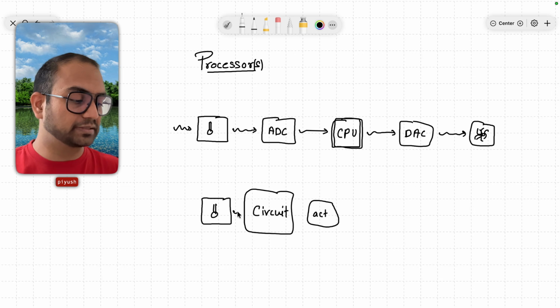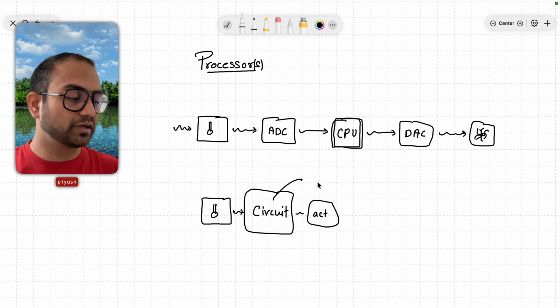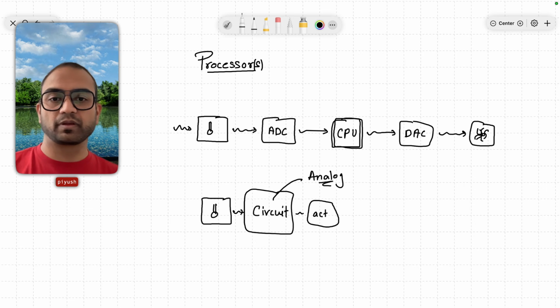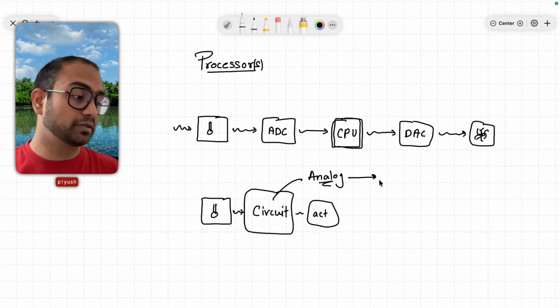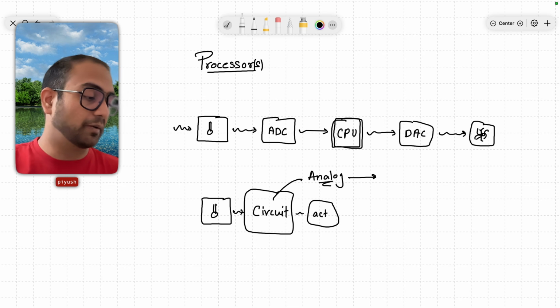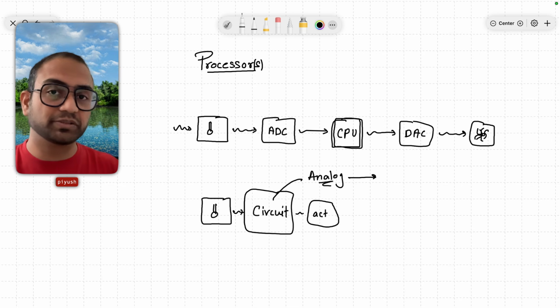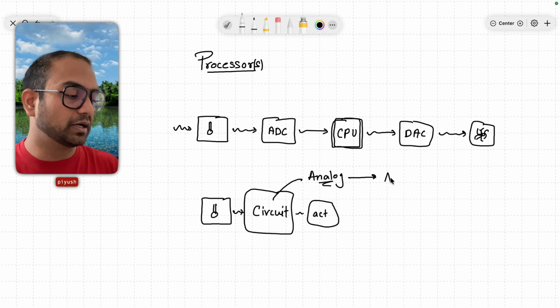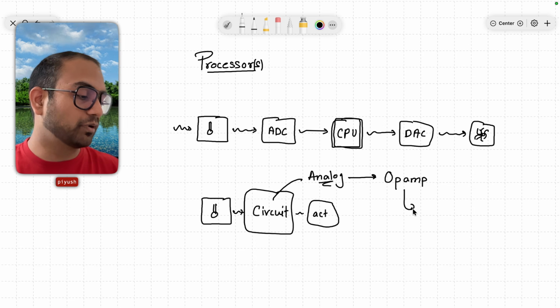We only had this. And this circuit here was an analog circuit, and there are n number of ways to make something, but majorly the computation part was done by op amps. What are op amps? Well, you can look them up online. It's called operational amplifiers.